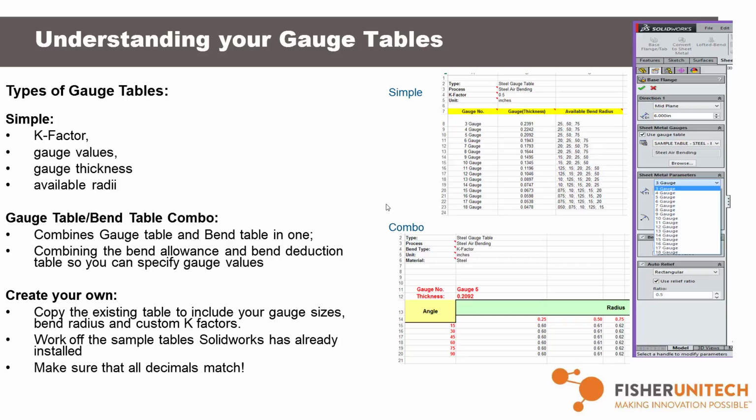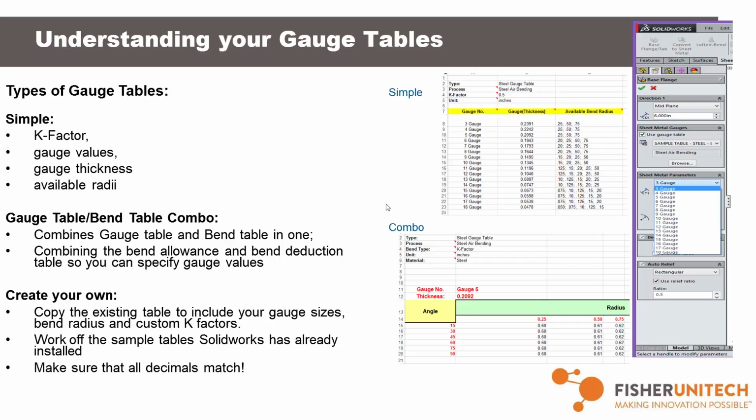The gauge table, bend table hybrid. It's combining that bend allowance and bend deduction table so that you can specify your gauge value. So we're looking more so down here where you're setting your gauge and you're setting your thickness, and then it gives you some room, if you've got certain bend angles that you're driving by, that's where some of that's actually going to start to change depending on what you're choosing.